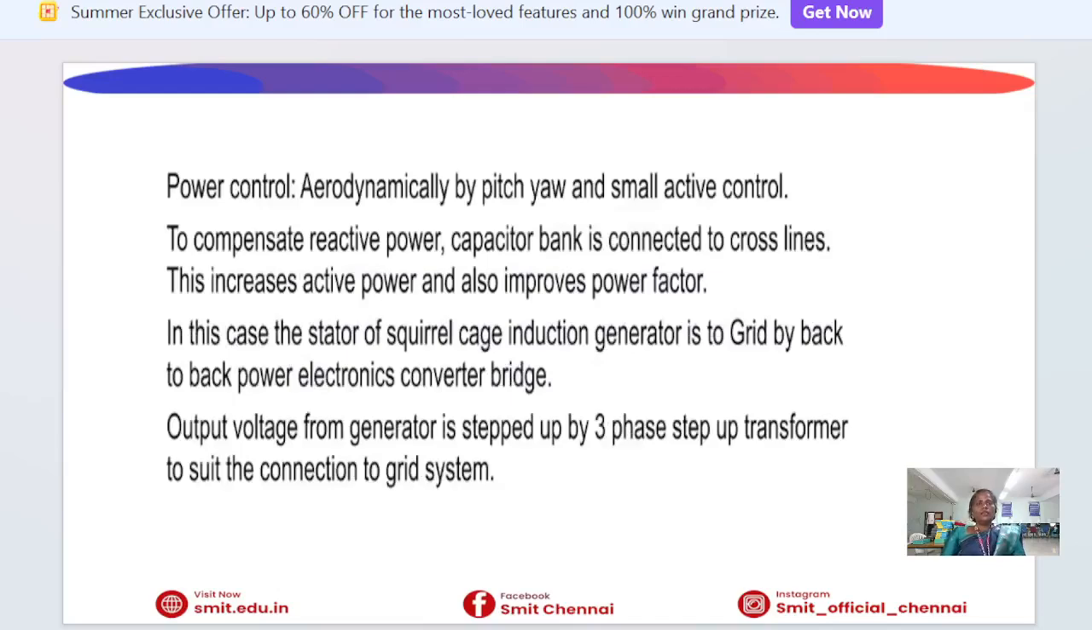In the SCIG system, power control is achieved mainly through aerodynamic methods such as pitch control and yaw control. A capacitor bank is connected across the lines to compensate for reactive power demand. This improves the power factor and enhances active power delivery. The stator output of the generator is connected to the grid through a back-to-back power electronic converter. Before connecting to the grid, the voltage is increased using a three-phase step-up transformer.